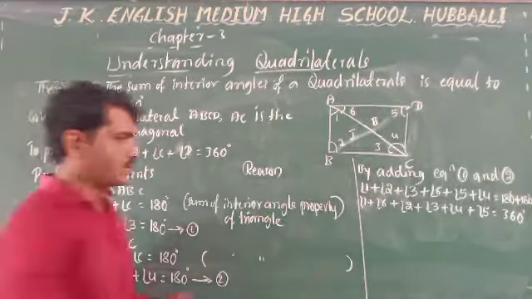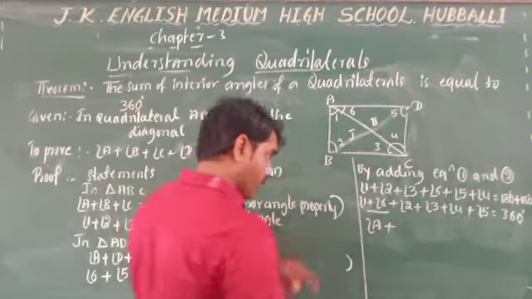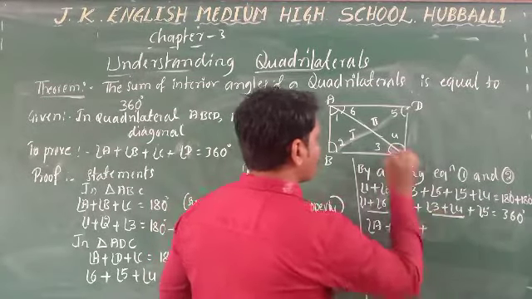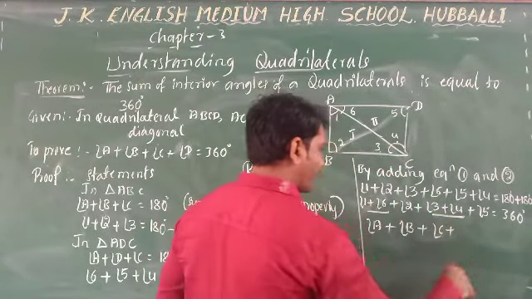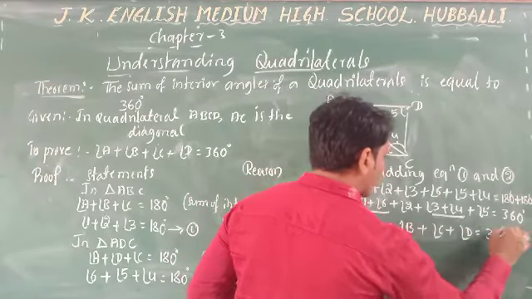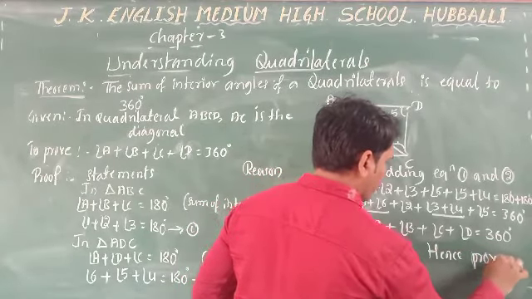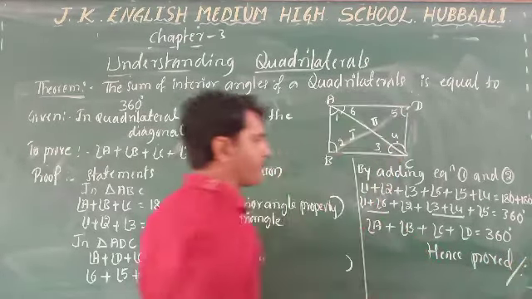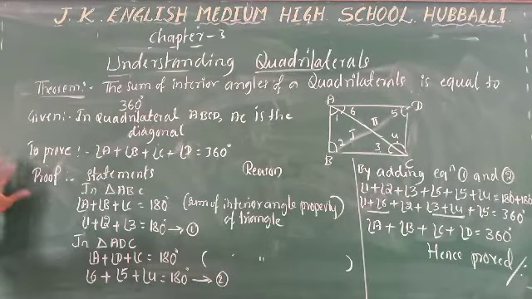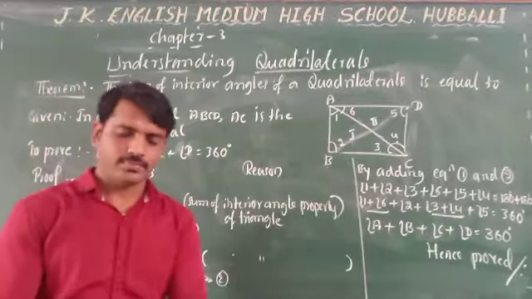Overall how much? 360 degrees. First one, 1 plus 6 means angle A. 2 means angle B. 3 plus 4 means angle C, 5 means angle D. Overall 360 degrees. Hence proved. Clear, children? Step number 1, step number 2, step number 3. In that, finally we will get the answer. Okay dear children, thank you.